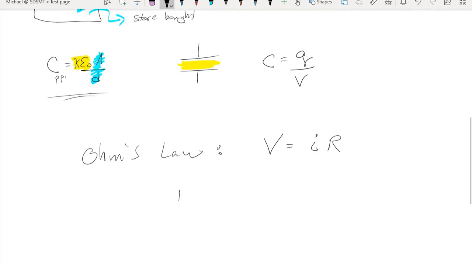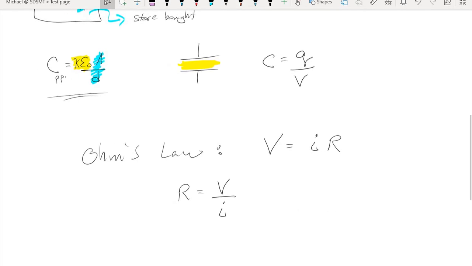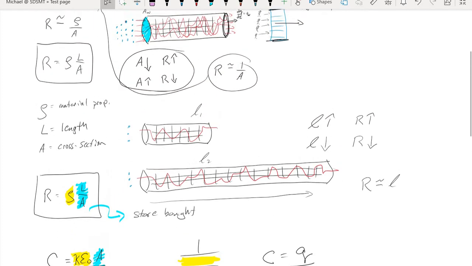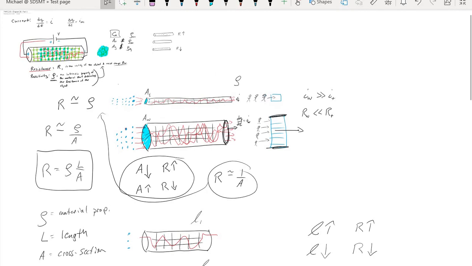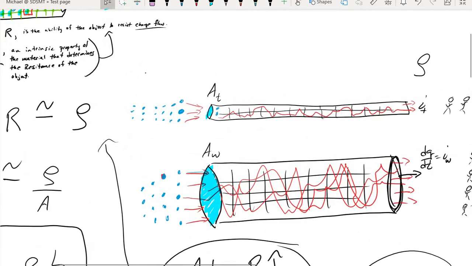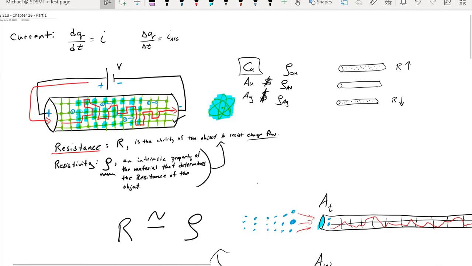Or, with an algebraic reshuffling, the resistance of an object can be measured as the potential difference across the resistor over the current that passes through that object. And right up here, we said that resistance was the ability of the object to resist the charge flow.